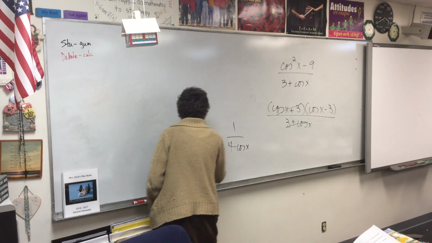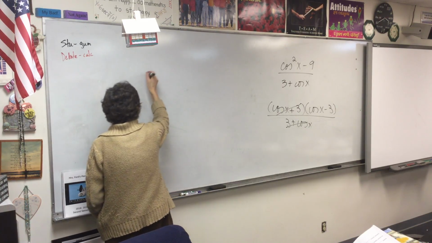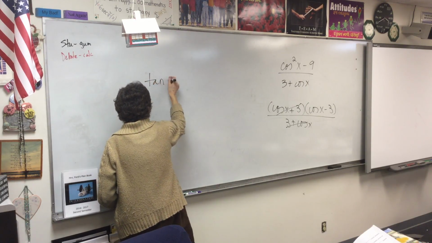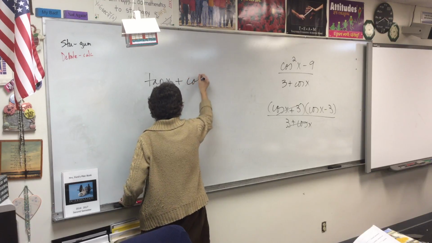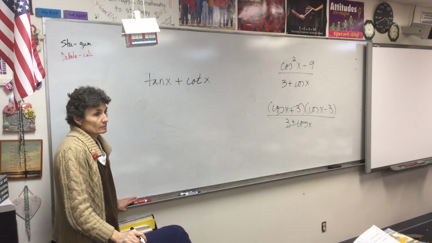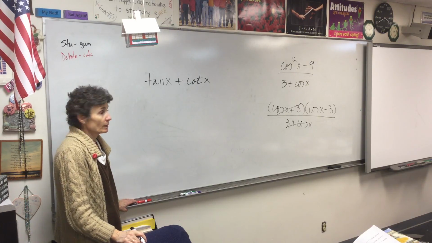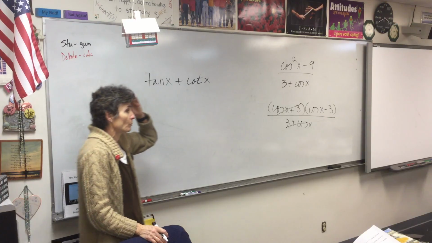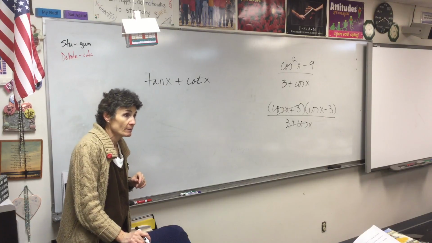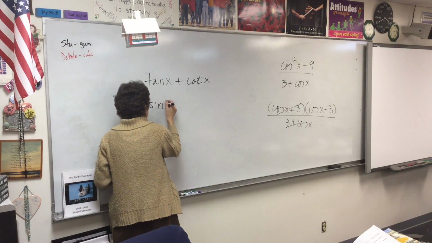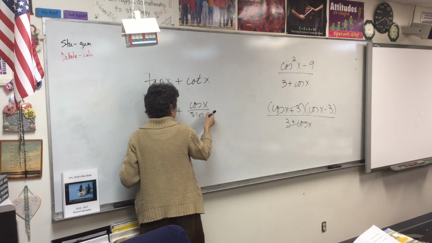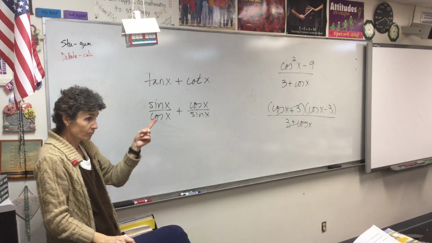What if we had, what if it said simplify this? Okay, well, if it's not one of those with squares in it, what do we do? If it's not a sine or a cosine, we change it, right? So this is going to be sine over cosine plus cosine over sine. Is that okay so far?